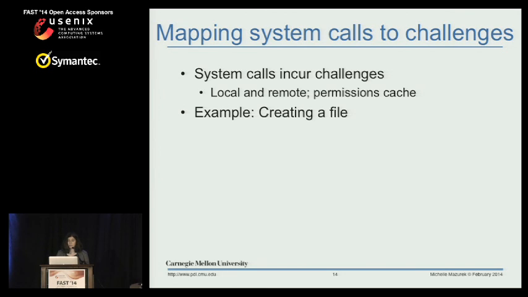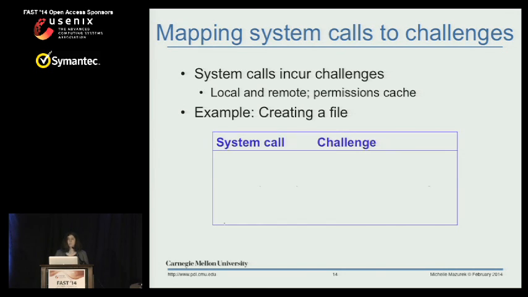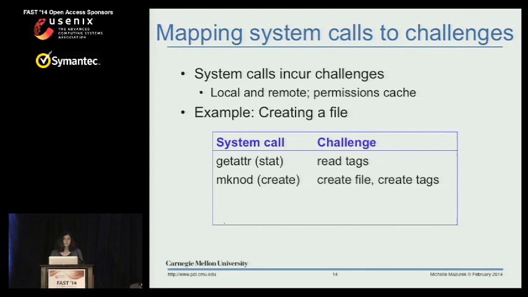So here's a quick example. When you go to create a file, the first system call that happens is a getAttr, which is sort of a FUSE equivalent of a stat. What you need to do for that is prove that you can read tags about this file. Then the mknod, which is basically the create step, happens. At this point, you have to prove that you have permission to both create a file and create the initial set of tags about it.